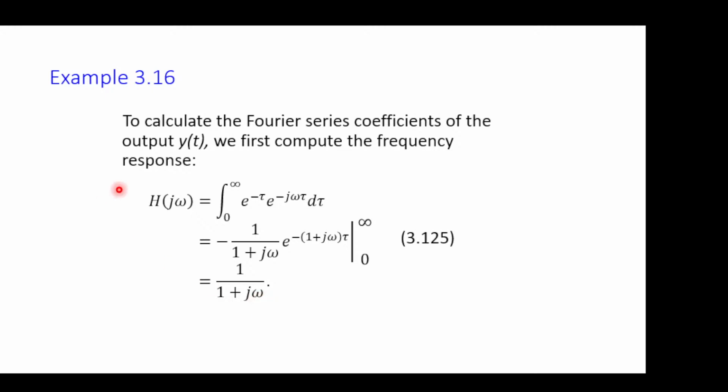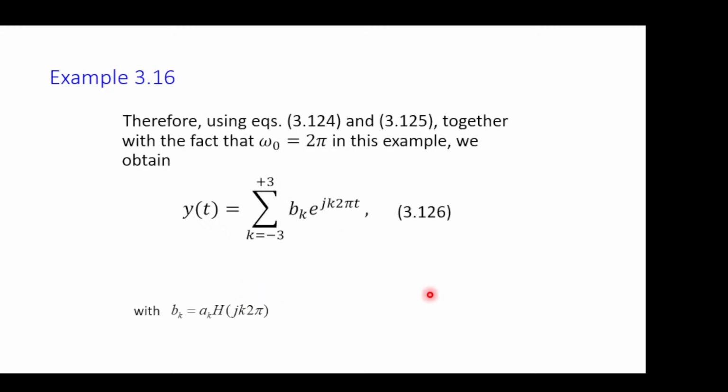A small check: all the t or tau should disappear because you integrate over them, and this is a function of omega, or more precisely a function of j omega. That's very nice: 1 over 1 plus j omega. Then we can write down our y of t now.